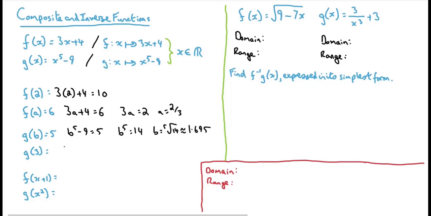Or we could have a value for the x inside the bracket first, so just say g of 3. So you replace your x with 3, so it's 3 to the power of 5 minus 9. This would be 234.